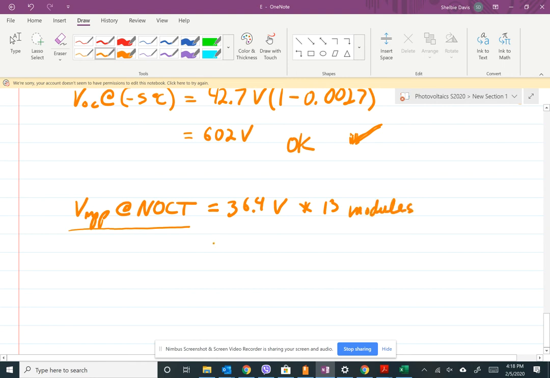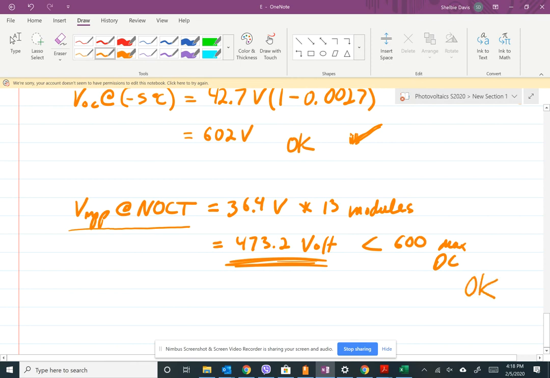Okay. And it's going to be about 473.2 volts. So that's about where we're going to be most of the time. And that's definitely under 600 max DC. Okay, so this is okay. Cool. Now, I'm going to check a few more things.